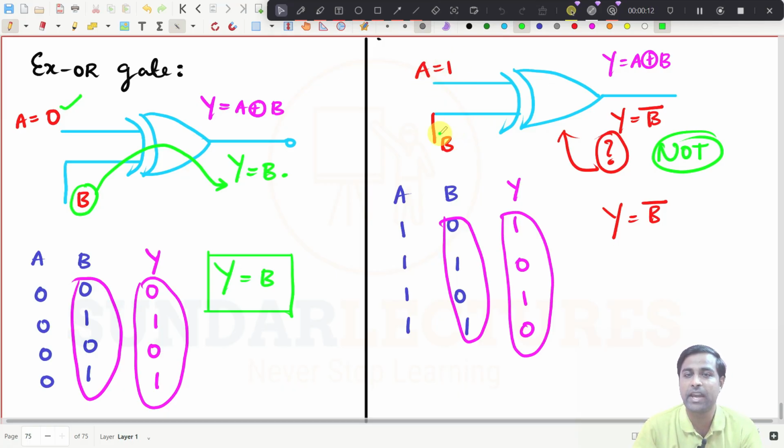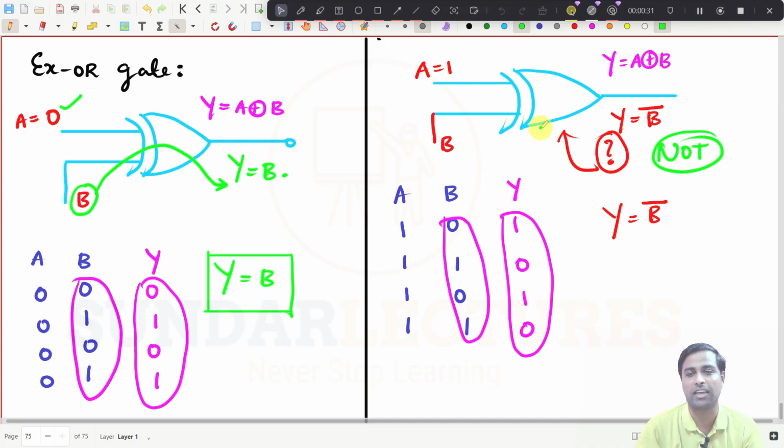as an inverted output. So this gate can be considered as a NOT gate. Now what we have done, we have just built a NOT gate using an XOR gate.